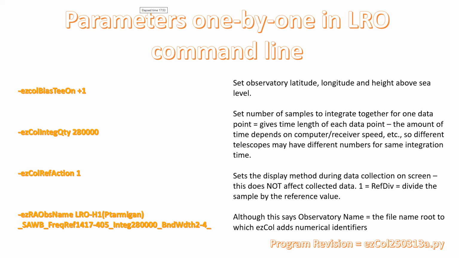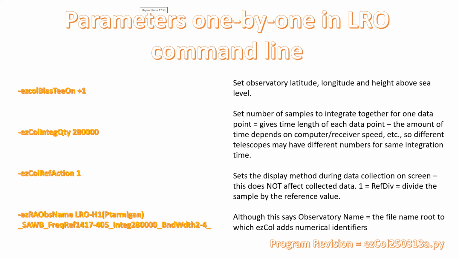EasyCol ref action doesn't actually change the data you collect, but it changes the way it's displayed on the screen while it's collecting data. I use 1, which is something called ref div, which means it divides the sample being collected by the reference sample at 1417 or 1423 megahertz, and that gives you a more obvious peak, which makes it easier to see what's going on, but that doesn't actually change the data in the data set.